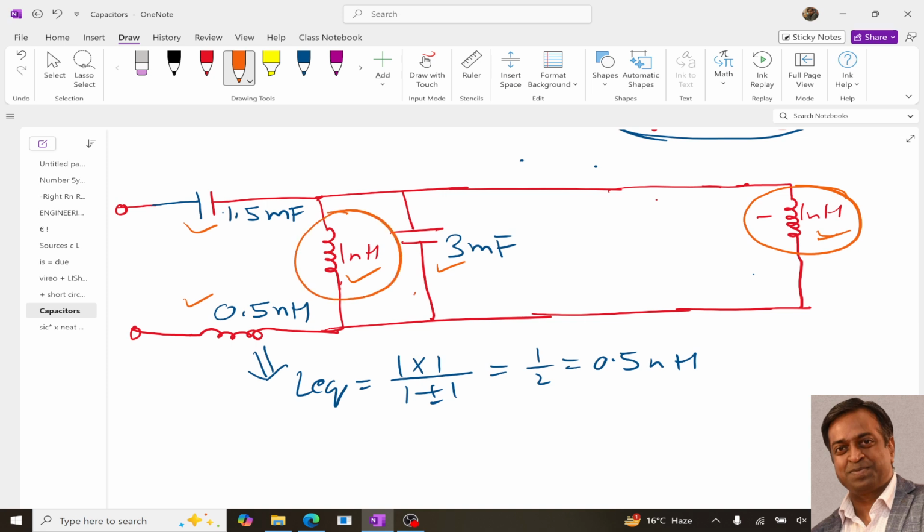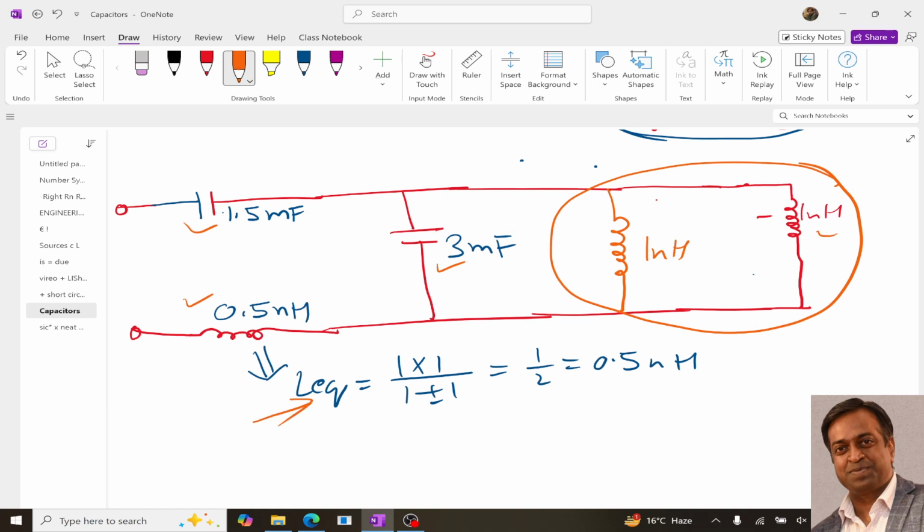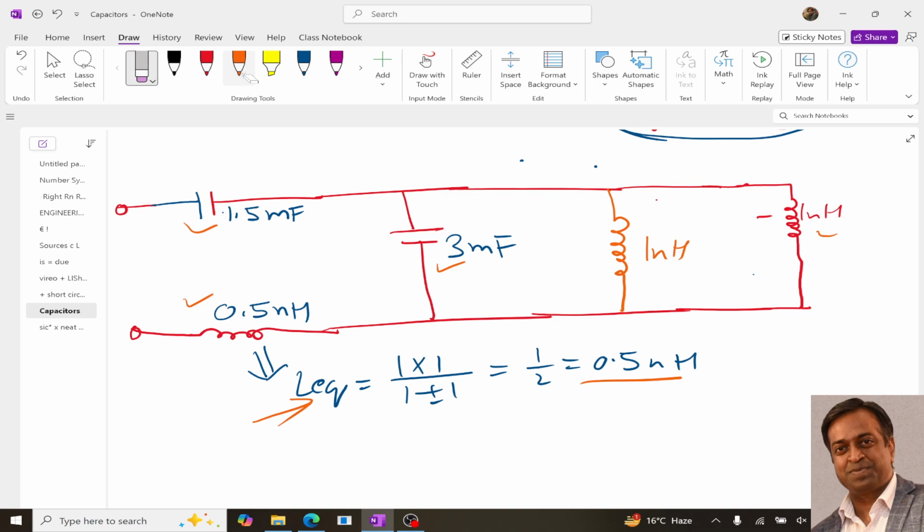If we interchange the position of this capacitor and inductor, then we can redraw this, we can bring this inductor towards this side. So now I can remove this, and now we can do the combination of these two. Since these two inductors are in parallel, using this same concept, we get a final equivalent of 0.5. So it means we can remove one inductor.